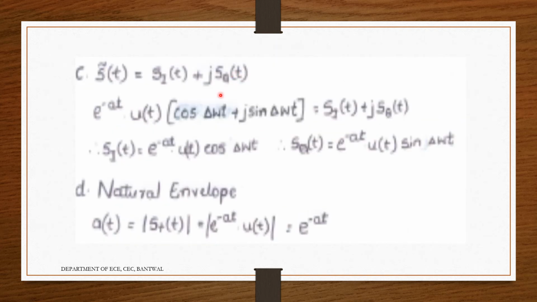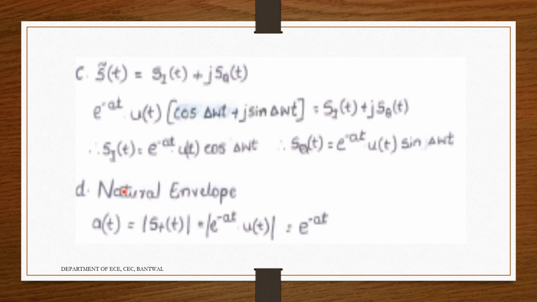Next, the quadrature and in-phase components. ŝ(t) = si(t) + j sq(t). That is e^(-at) u(t) [cos Δωt + j sin Δωt] = si(t) + j sq(t). So again compare here with this one. si(t) = e^(-at) u(t) cos Δωt, and sq(t) = e^(-at) u(t) sin Δωt.